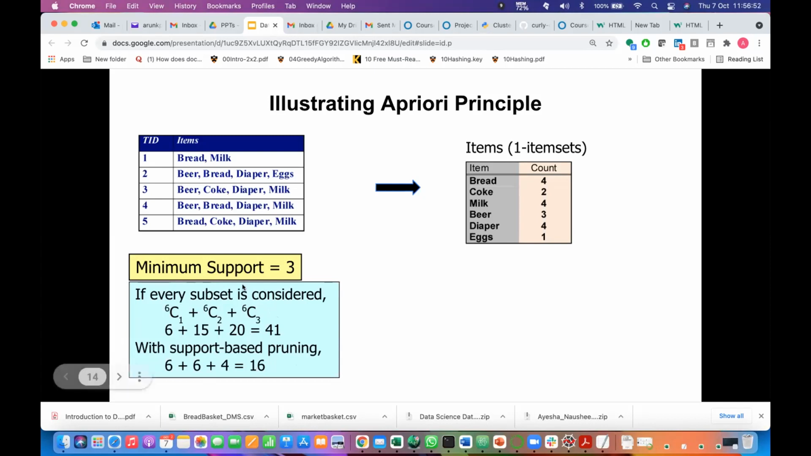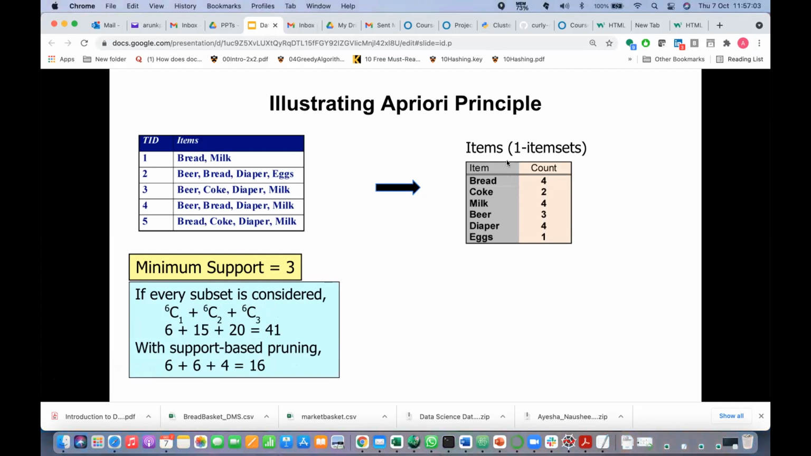Then how do you understand this? Okay, so item sets 1. First, we need to get frequent item sets, right? So we'll start with 1 frequent item sets. So here support count is given for each item. Bread is 4, Coke is 2, milk is 4, beer is 3, diaper is 4, X equal to 1.